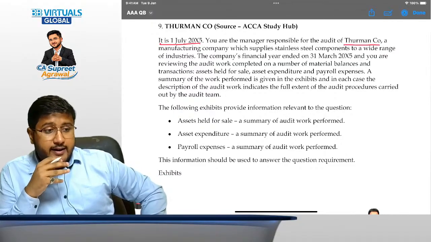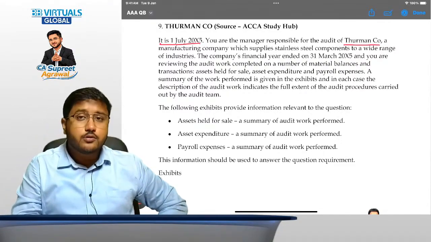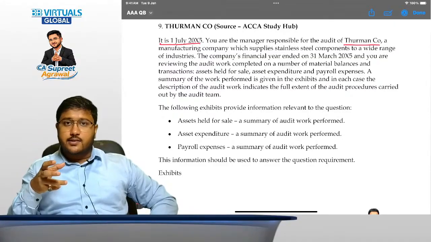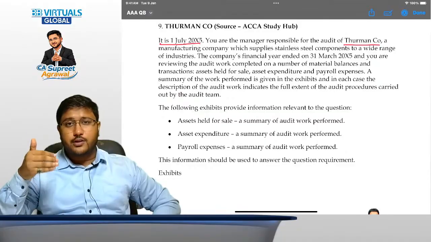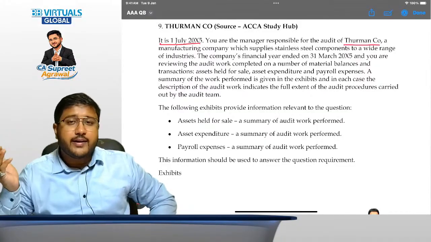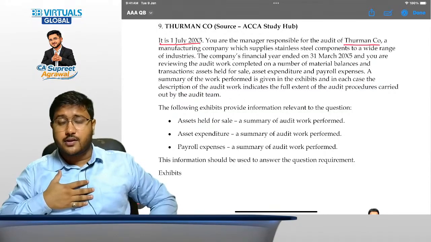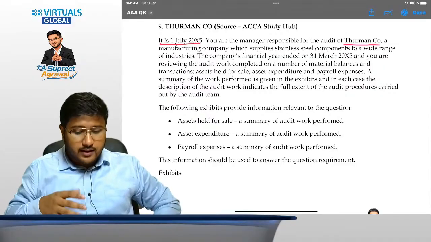One query that has been asked is, sir, if we skip the other questions, will it work? No, it will not work. Why so? Because the pattern is same, but the details might be different. And if you want to score good marks in your AAA paper, you should not avoid any particular area. That is why I'm telling you that if you need any help from me, please let me know. But please cover all the questions.